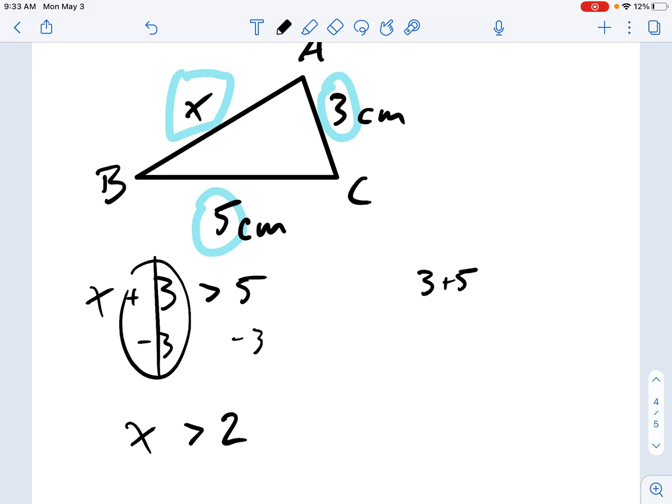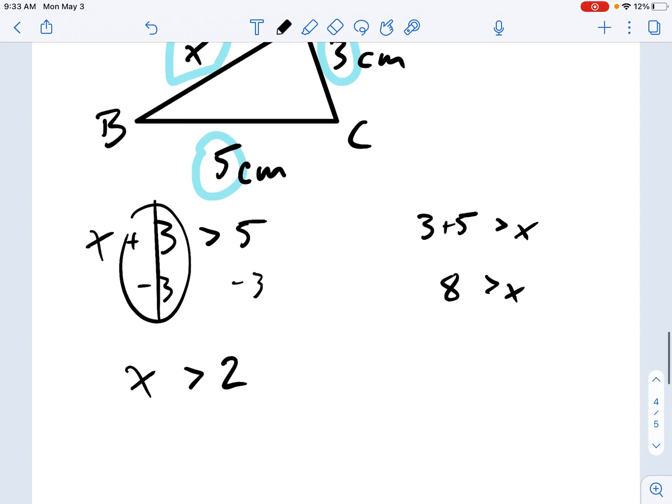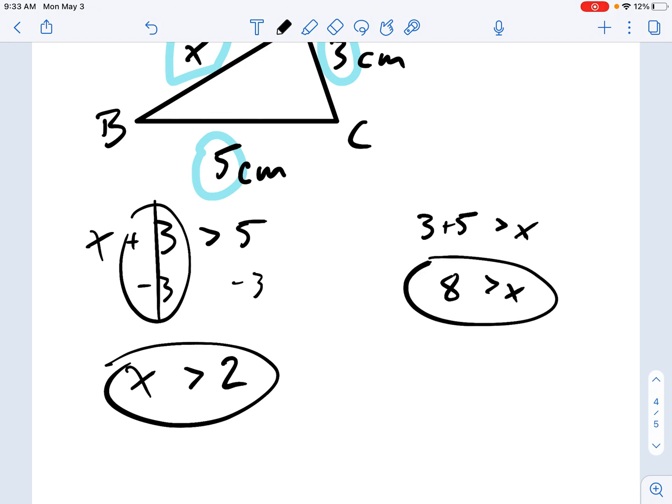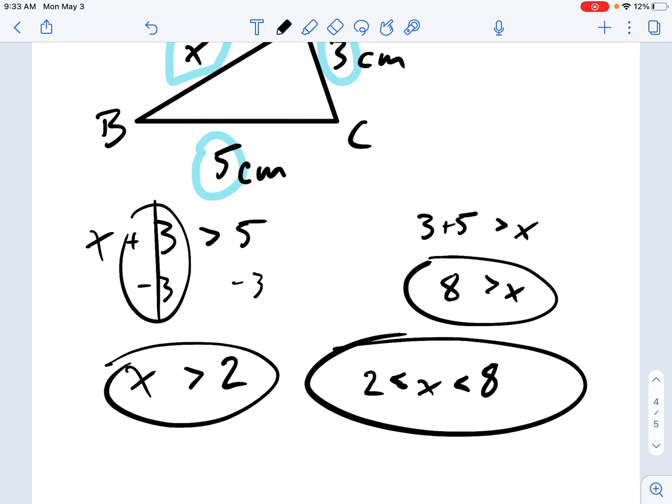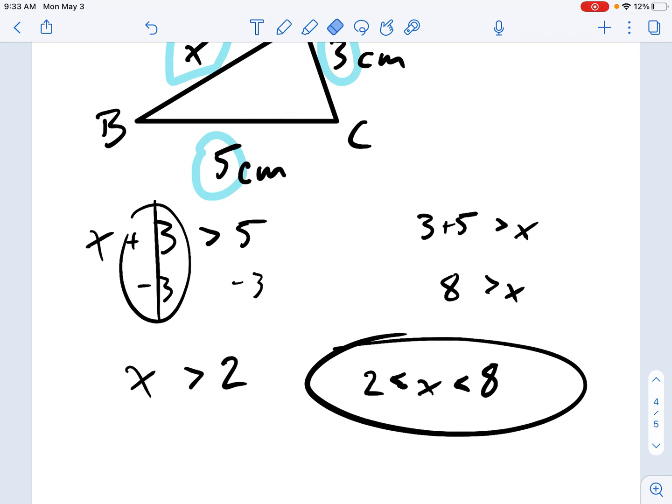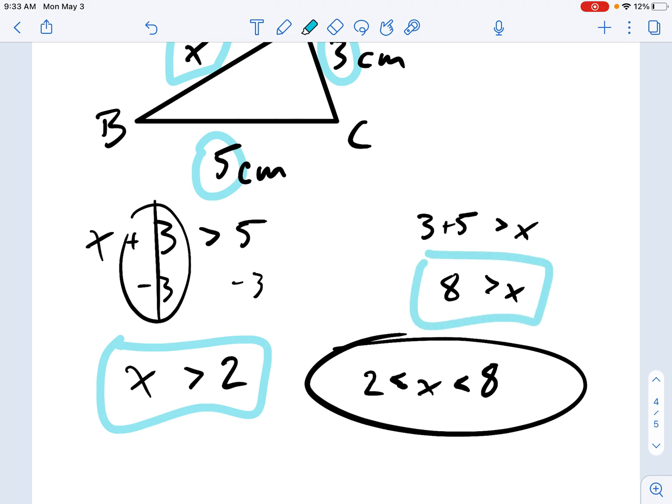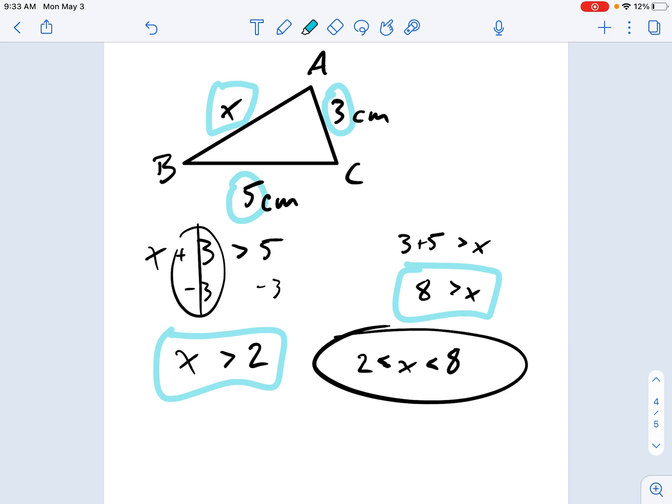So what if x is the biggest side, right? So 5 plus 3 must be bigger than x. So what's 3 plus 5? That's 8. Okay, so we know that x has to be bigger than 2, or x must be less than 8. So the way you can write this is 2 is less than x is less than 8. So that means x is somewhere in between. It's bigger than 2 and smaller than 8. So it's going to be anything that's bigger than 2 and smaller than 8.